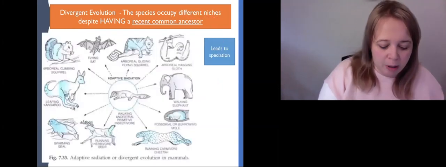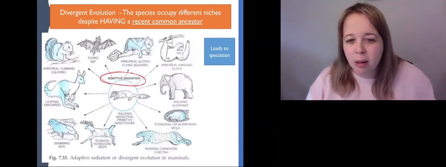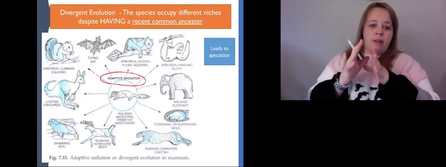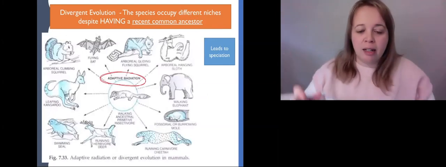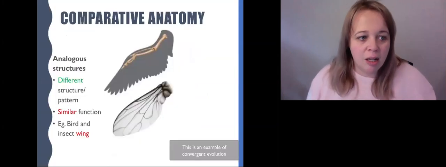The other word that you might see in some of your past exams is this term adaptive radiation. It just means the same thing. They kind of radiate out from an ancestral organism due to their different adaptations.